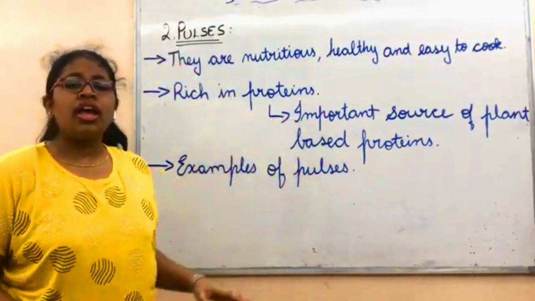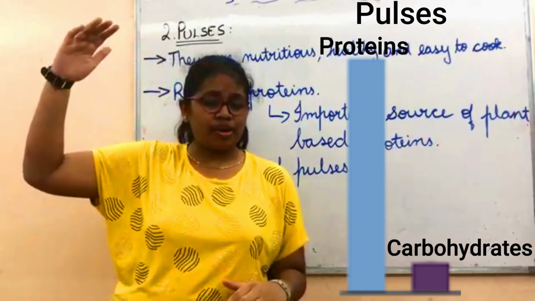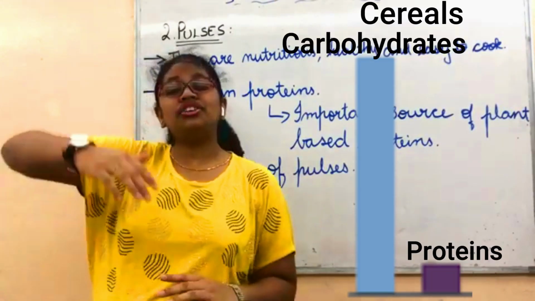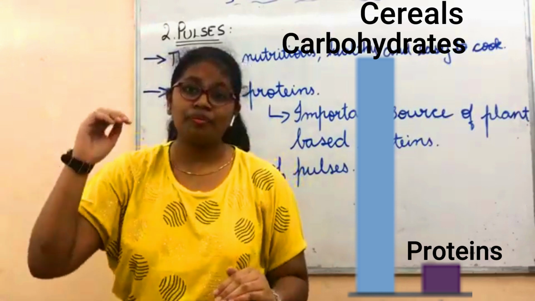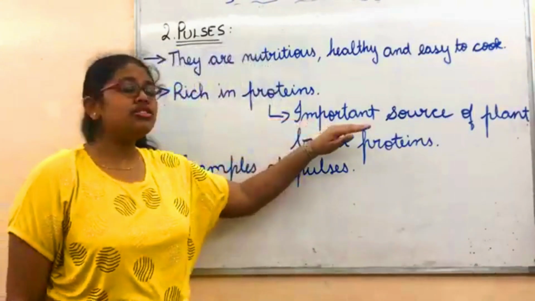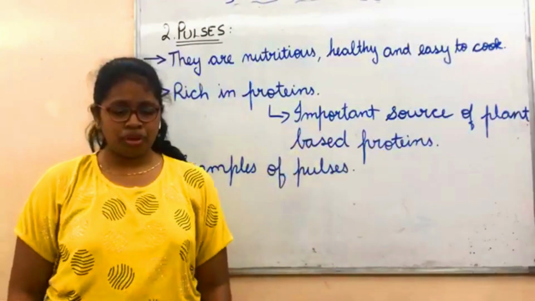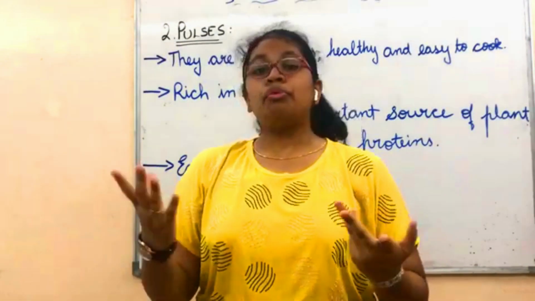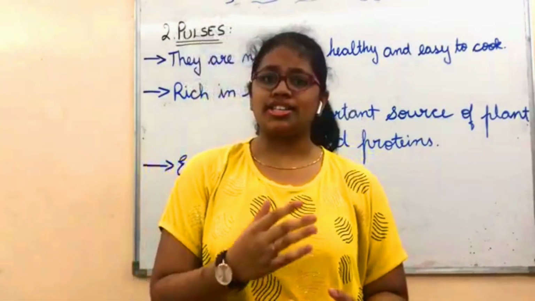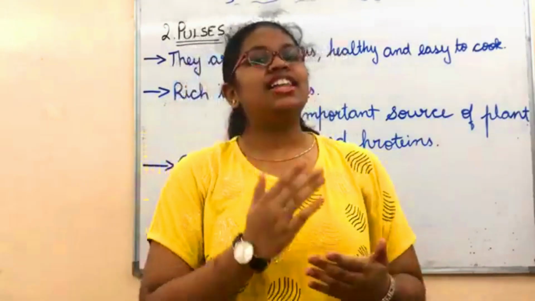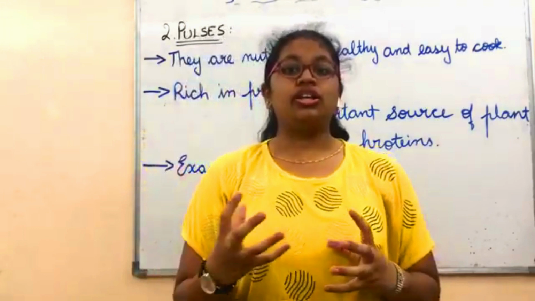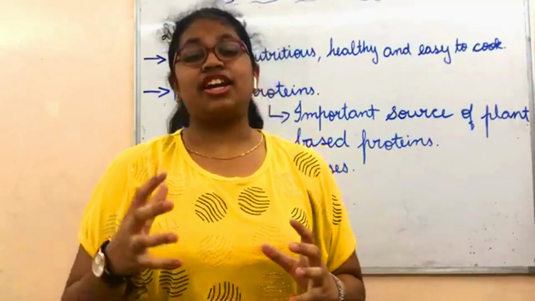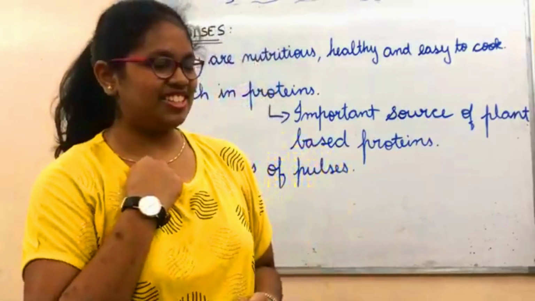Rich in proteins. In pulses, proteins are in a very high amount and carbohydrates are in a very less amount. Whereas in cereals, carbohydrates are in a very large amount and proteins in a very less amount. Important source of plant-based proteins. Nowadays, people follow a diet called keto diet, and it is a protein-based diet. In that, they suggest people to eat more of chicken, lamb, and beef as their main food in order to gain the proteins. But vegetarians can use pulses as their main food in order to gain proteins.